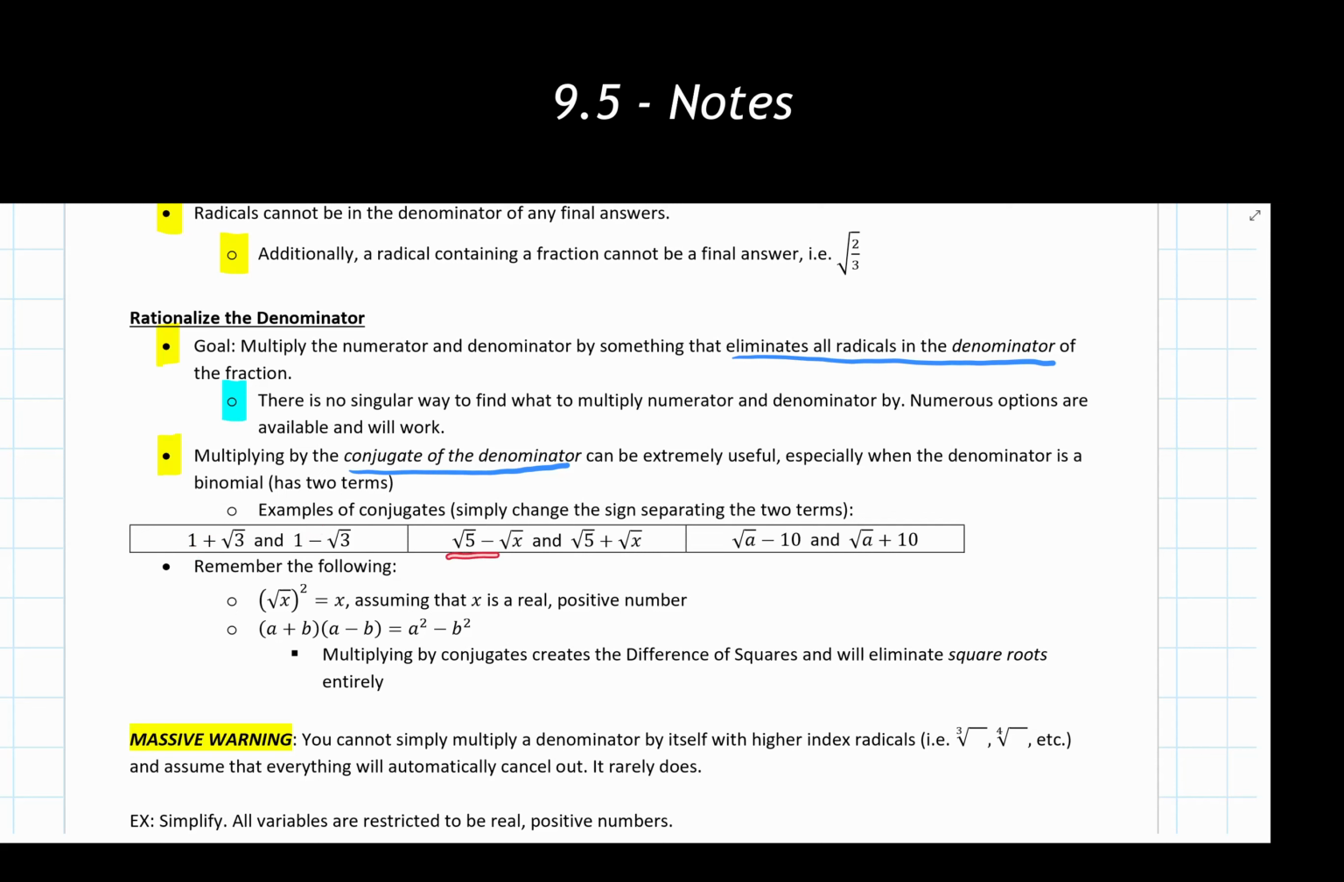If I'm starting off with the square root of 5 minus the square root of x, then the conjugate of that is going to be the square root of 5 plus the square root of x. And then in our final example, maybe we have something that starts off with the square root of a minus 10. So the conjugate of that is going to be the square root of a plus 10. So this is something that we use only for the scenarios of having a kind of binomial situation, or numbers or anything like that, written in our denominator spot.